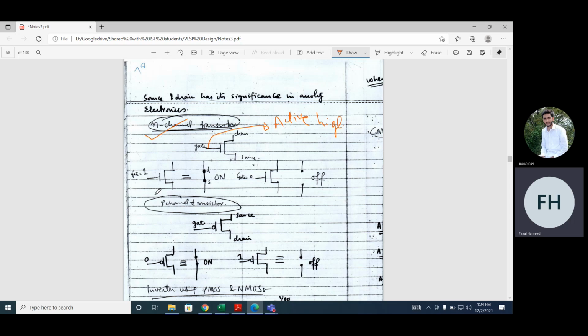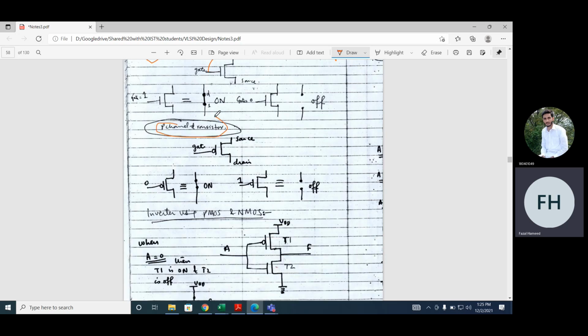If we look at the P-channel transistor, is the gate active low or active high? Active low. So when the gate terminal is logical zero, the channel will be conducting, and there will be a current flow from the source to the drain. And when there is a logical 1, it will be non-conducting.